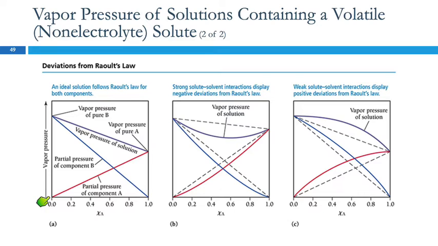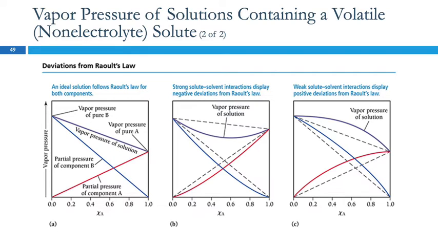So this red here is the partial pressure of component A. This is increasing as the mole fraction of A increases. And here we have the vapor pressure. So the vapor pressure of B decreases as the mole fraction of A increases. And this total vapor pressure is just the sum of both of those.